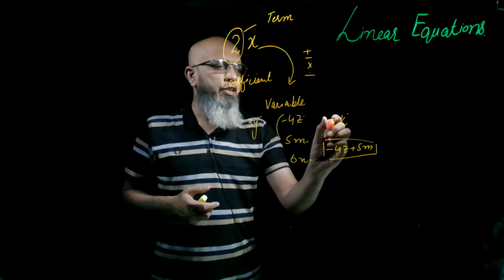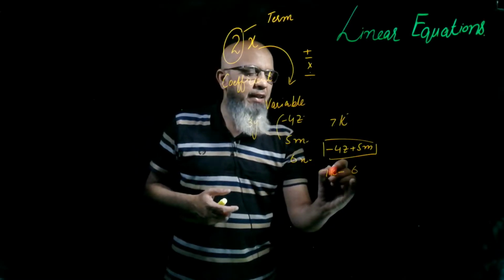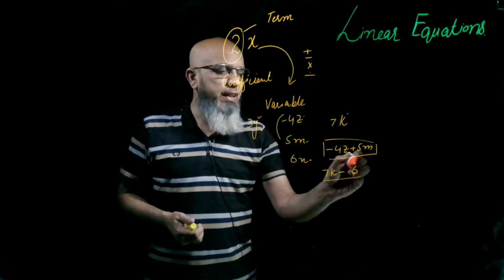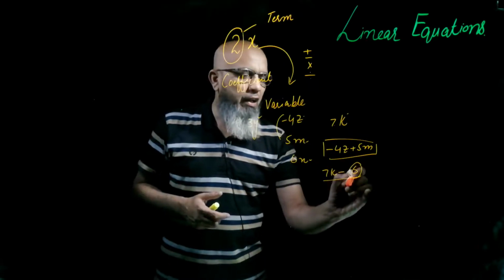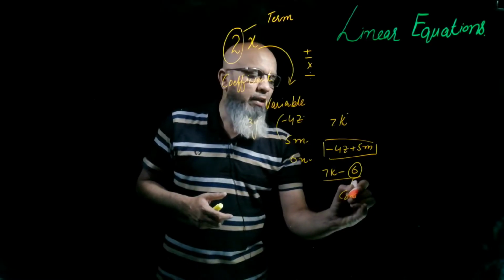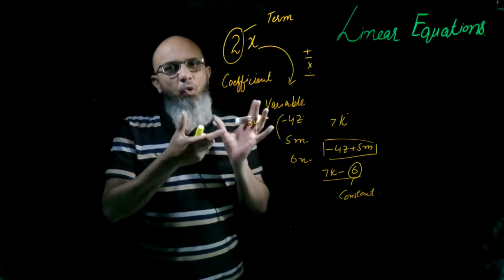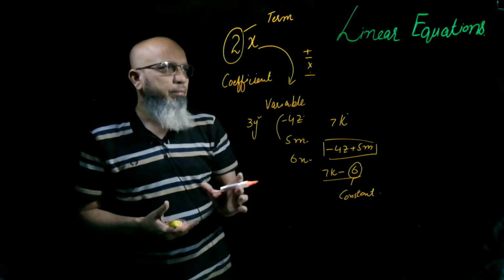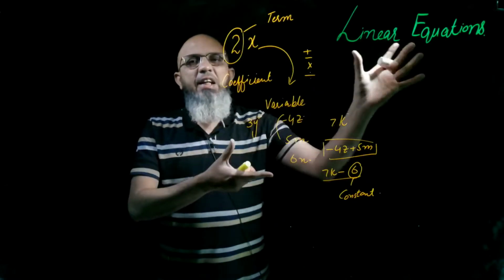I make another expression, that is 7k minus 6. So it is also an algebraic expression. What is 6 here now? It has no variable, so we call it a constant. Clear? What is variable, what is coefficient, and what is constant? Okay, now what is a linear expression and what is a linear equation?